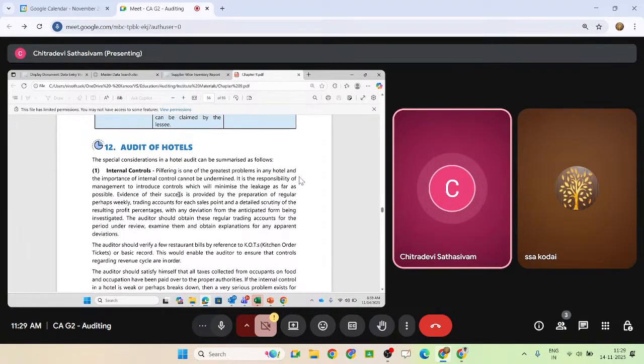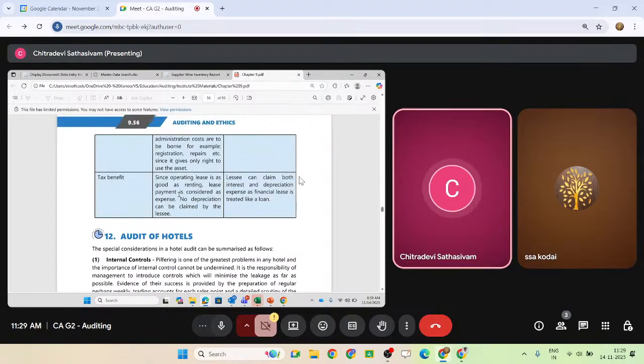And for the audit of hotels, I didn't have the chance to keep it in the PowerPoint presentation, but I will tell you before I move on to the audit of hotels.